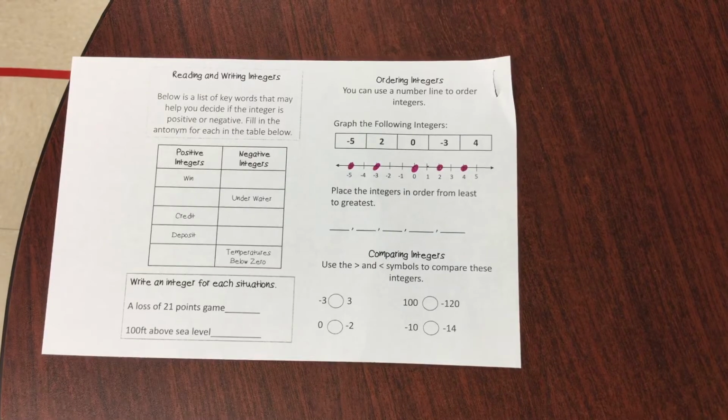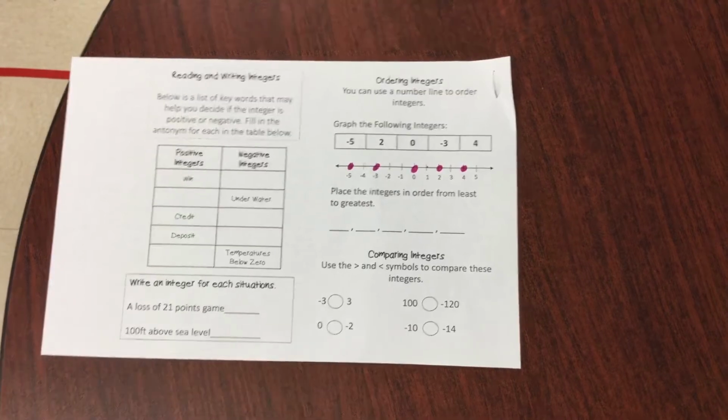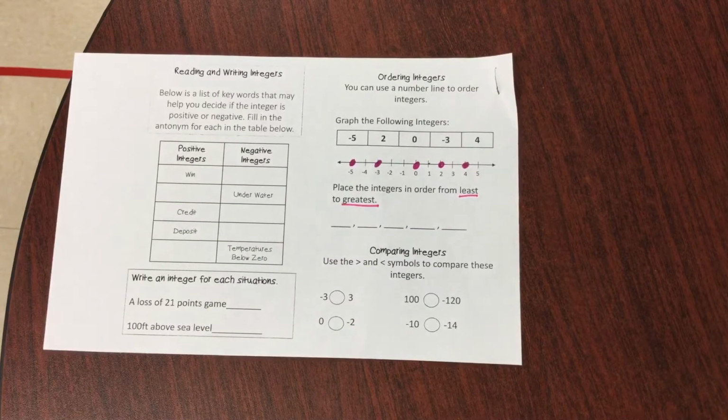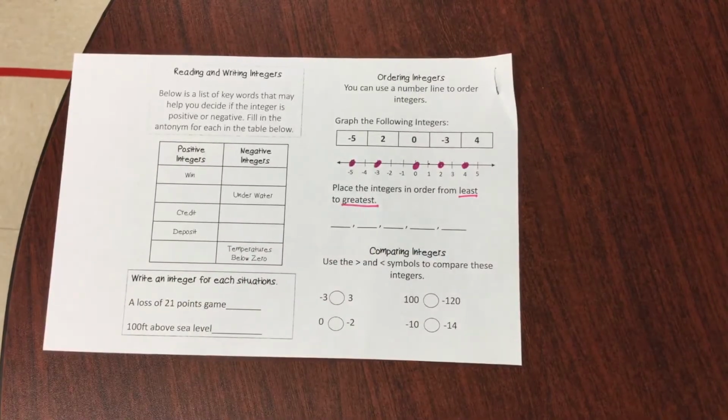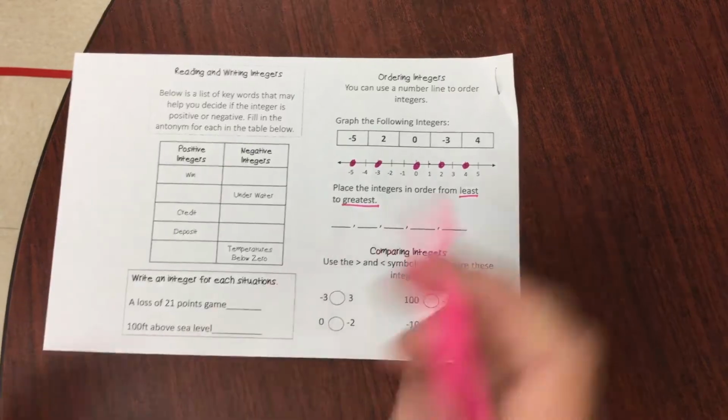What was that vocabulary word that means least to greatest, the big kid word? Raise your hand, come on. Okay, so there's ascending and descending, but which one means least to greatest? Ascending. Least to greatest is ascending.